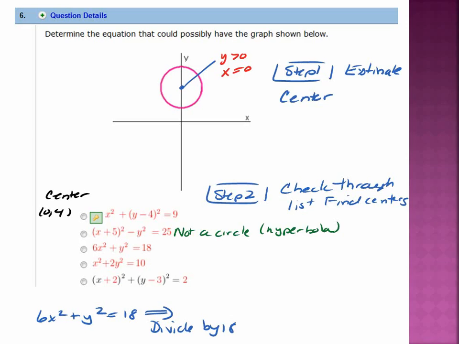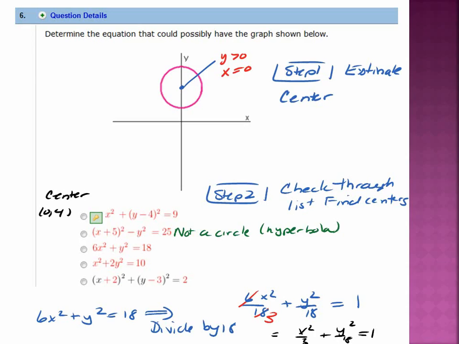So to get it to be equal to 1, I need to divide everything through by 18. If I divide through by 18, I get this thing, and I can reduce it. I get that thing. That's not a circle. There's an A and a B, and they're different. What is this? This is an ellipse, right? Yeah. So that's an ellipse.